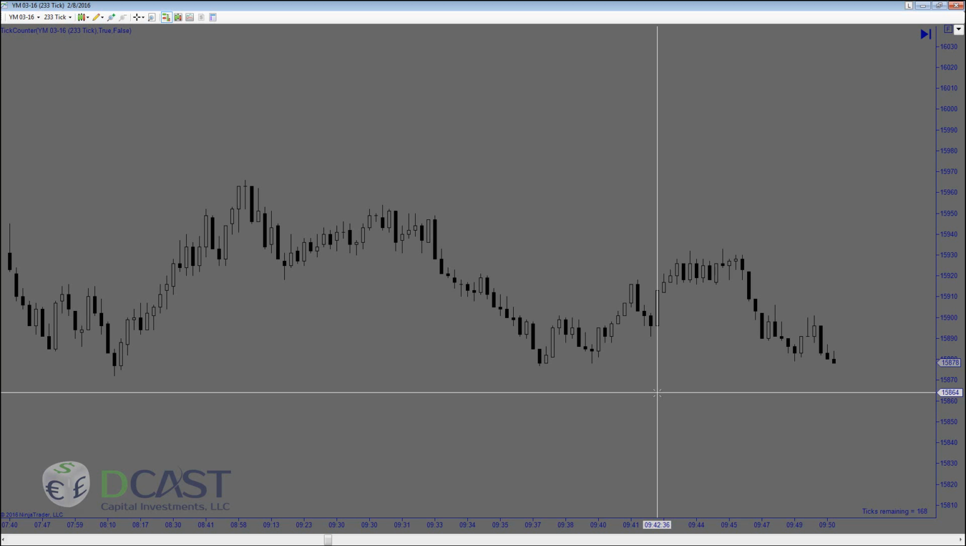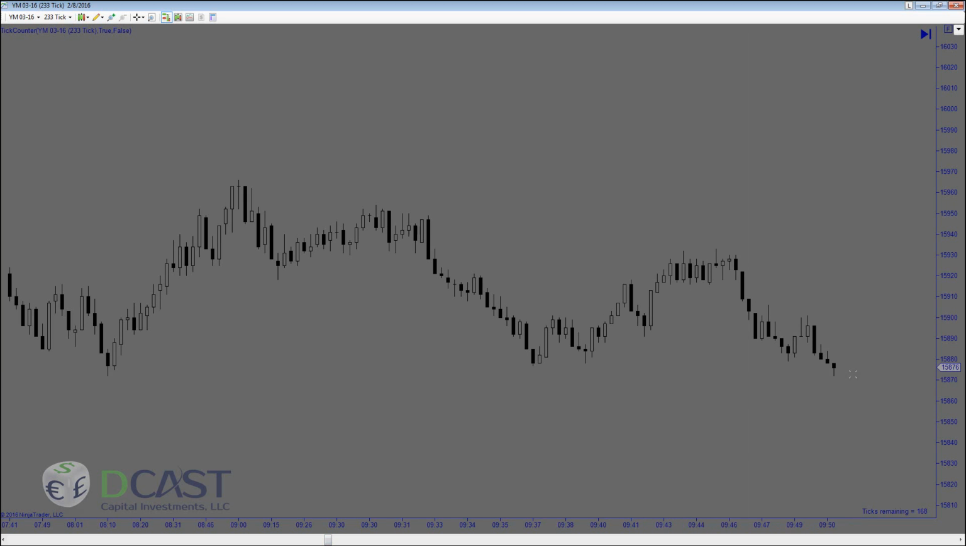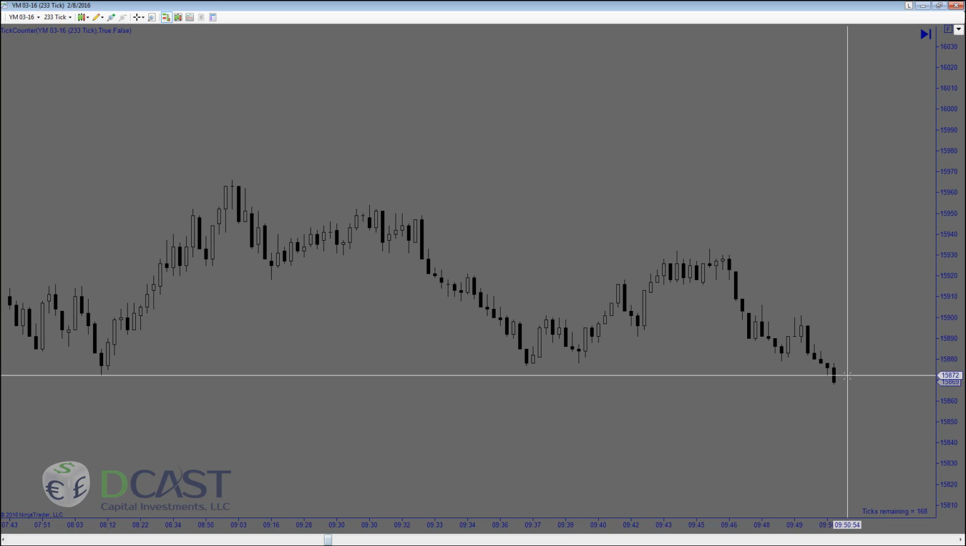My expectation is for the candles to continue staying bearish. My expectation here, although we're seeing some buying interest, is for the next candle to be bearish.